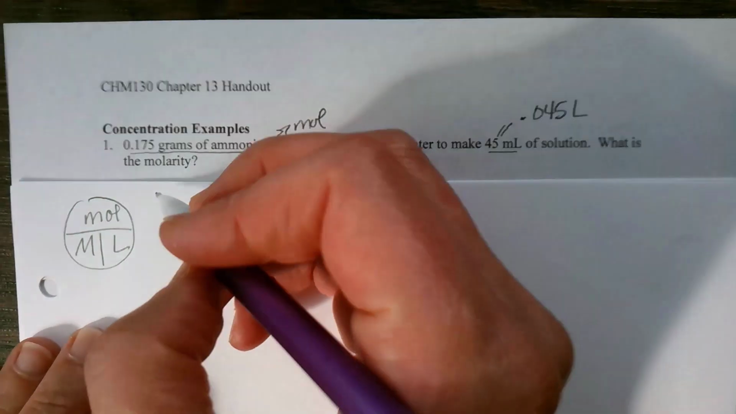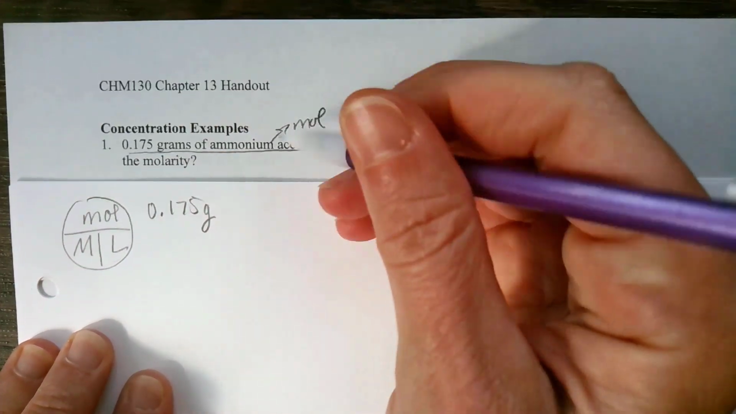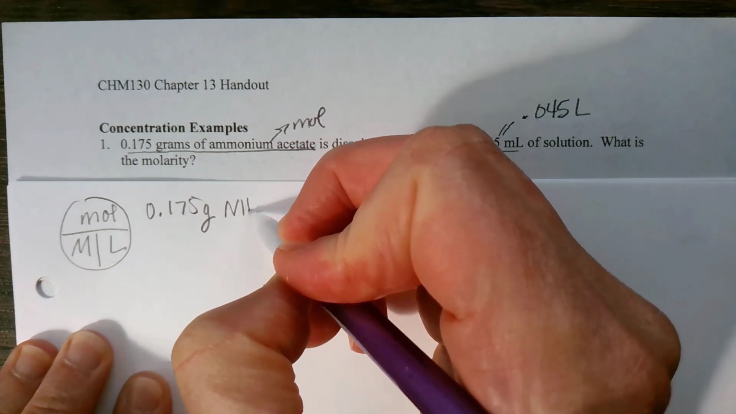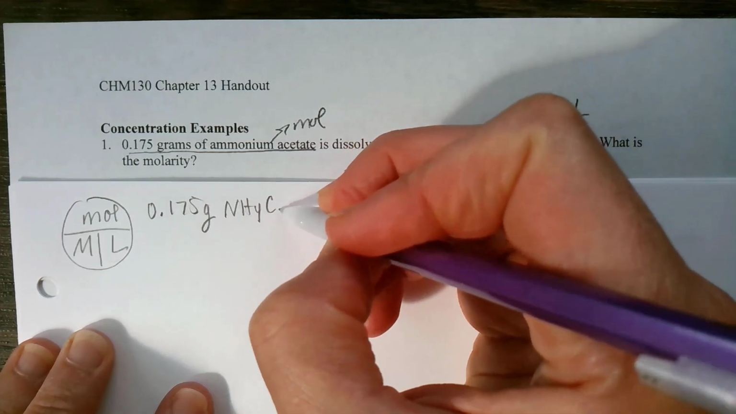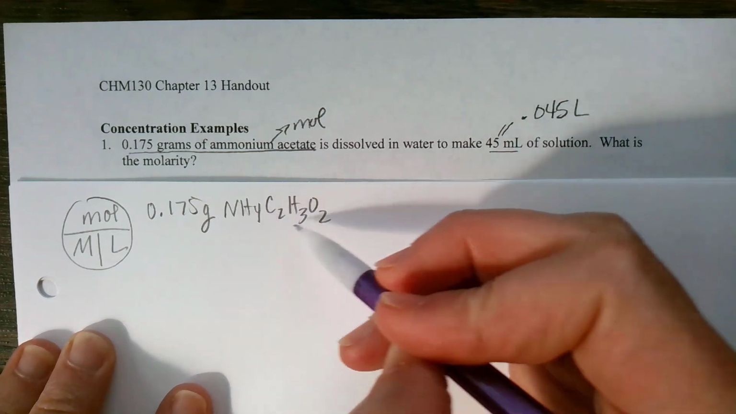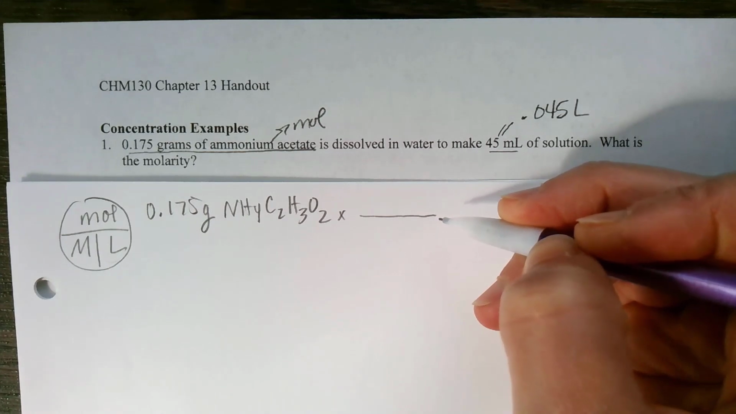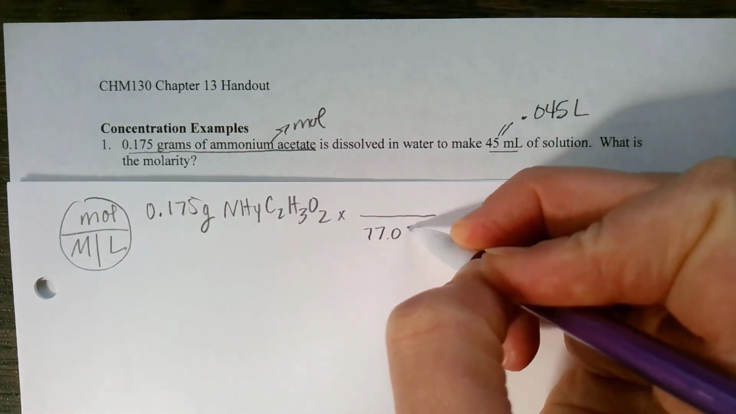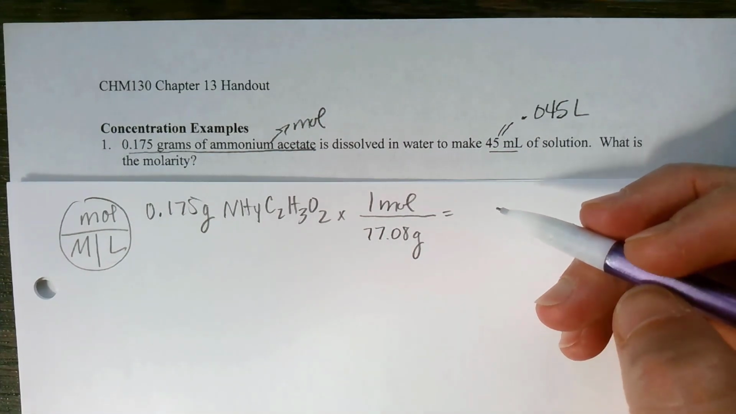What's the molarity? Well, let's take our 0.175 grams of ammonium acetate. You're going to look at your polyatomic ion sheet. Remember, ammonium is NH4. That's a +1. Acetate is -1, and that's C2H3O2. So we can have one ammonium and one acetate. Okay, we need to find the molar mass. I'm going to help you out here and tell you that the molar mass is 77.08 grams for 1 mole of ammonium acetate.